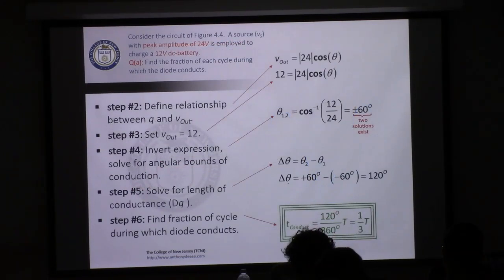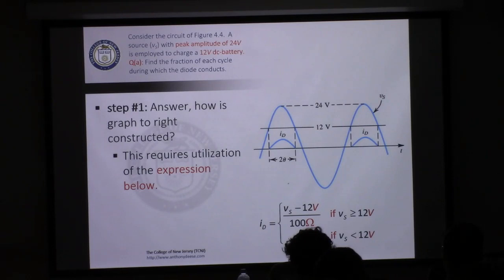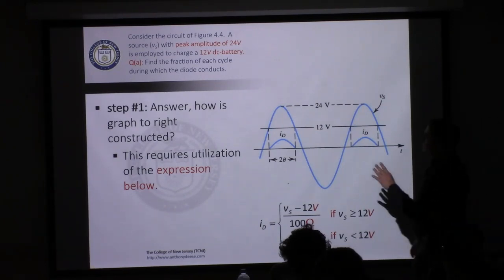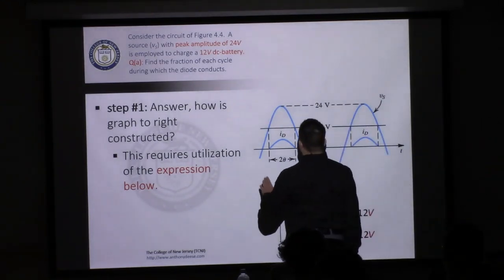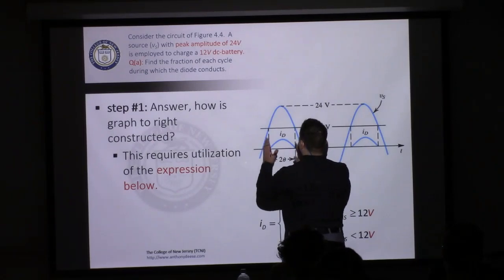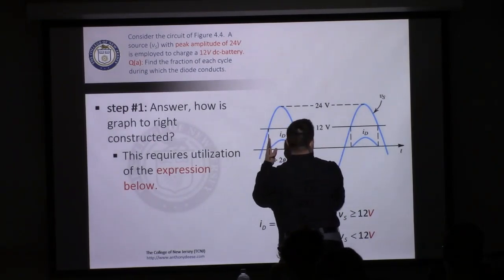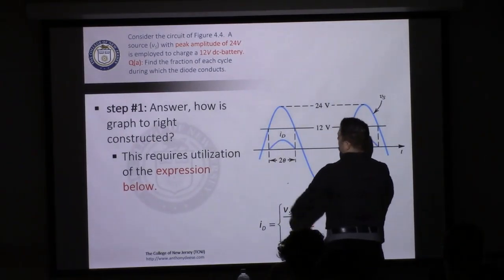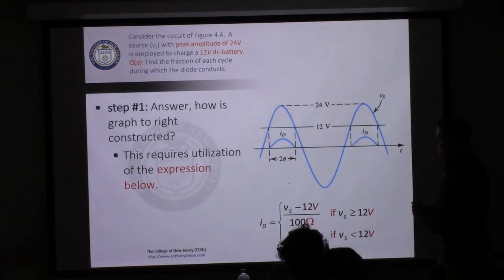Okay, so how do we figure out what those intersections are? They ask us for the percentage, the fraction of each cycle during which it conducts. So we want to know how much is this divided by that. What percentage is it?